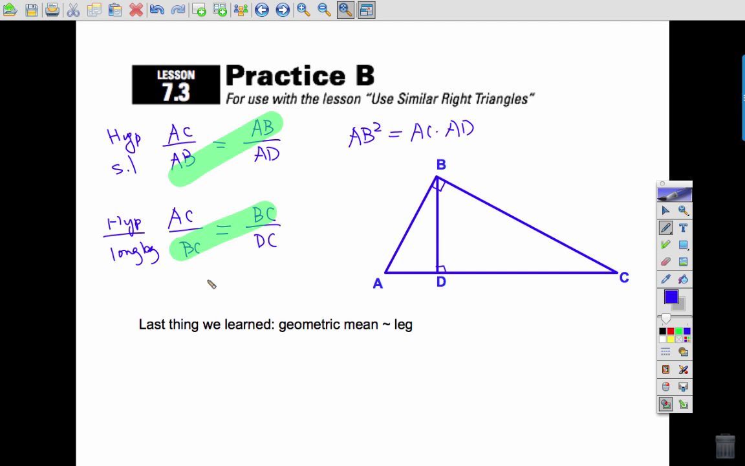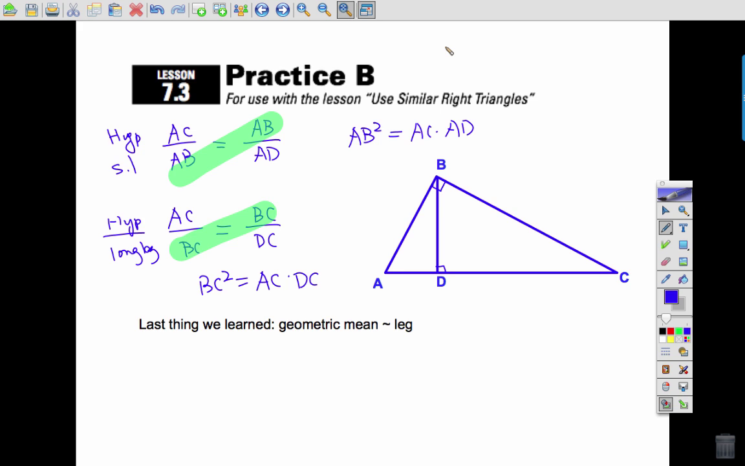And in this case, it's BC squared, which is the longer leg, is the geometric mean, equals AC, again the hypotenuse, times DC, which is the segment adjacent to this leg. Okay, so I know this is a lot of concept. Mr. Stanton has taught this a couple of times this week. But if you just keep in mind that these three right triangles are similar, you can set up proportions.